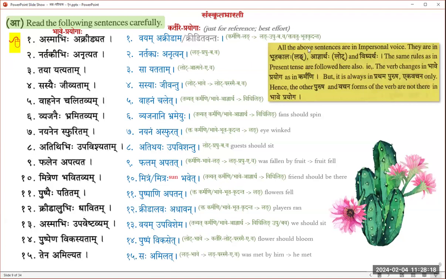All the above sentences are in impersonal voice, that is bhave. They are in bhutakala lang, agnyartha lot and vidyartha. Except I got confused between agnyartha and vidyartha in my place. We have to be a little careful. The same rules as in present tense are followed here also. That is, the verb changes in bhave prayoga as in karmani, but it is always in Pratama Purusha Ekavachana only. This was the important learning. Hence, other Purusha and Vachana forms of verbs are not there.